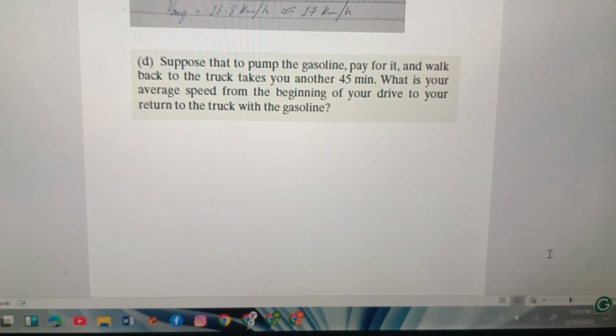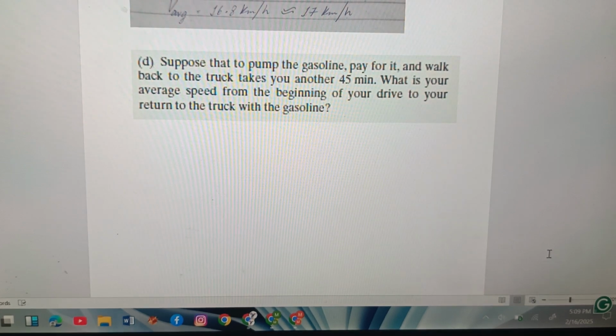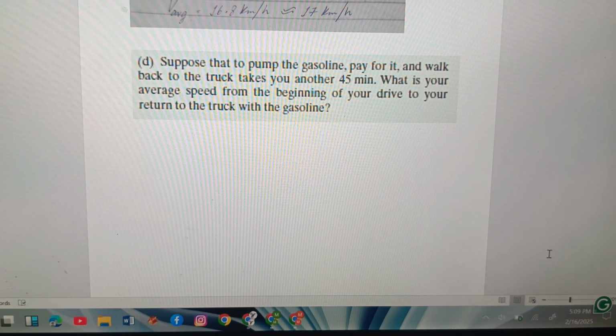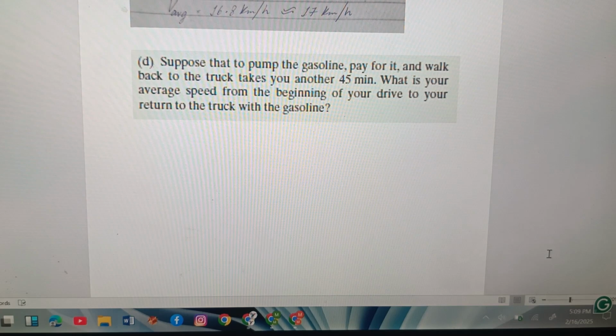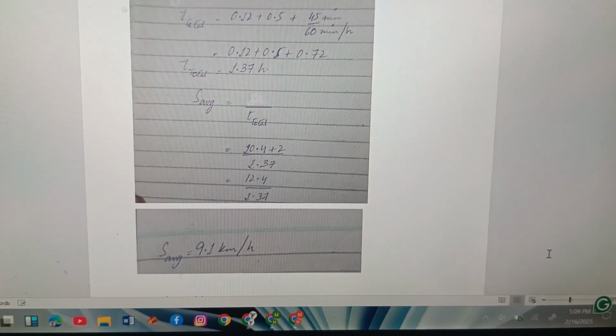Now in part D, they say suppose that to pump the gasoline, pay for it, and walk back to the truck takes you another 45 minutes. What is your average speed from the beginning of your drive to your return to the truck with gasoline? Now we need to calculate the average speed from our initial to our final point.